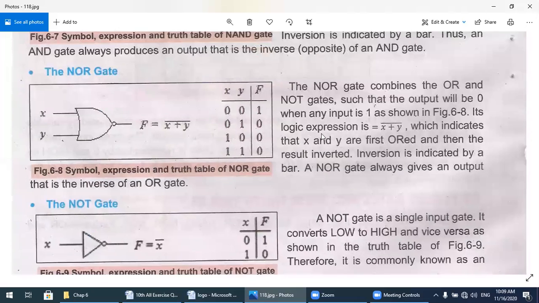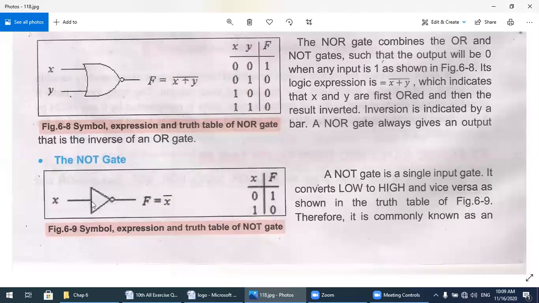Next one is the NOT gate. As you know, NOT is the negation of the input. So if the value of x is 1, it will convert into 0. If the value of x is 0, it will convert into 1. So when x is passed through the NOT gate, it will be x complement.